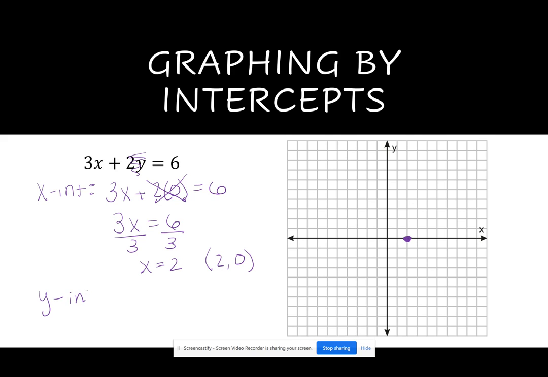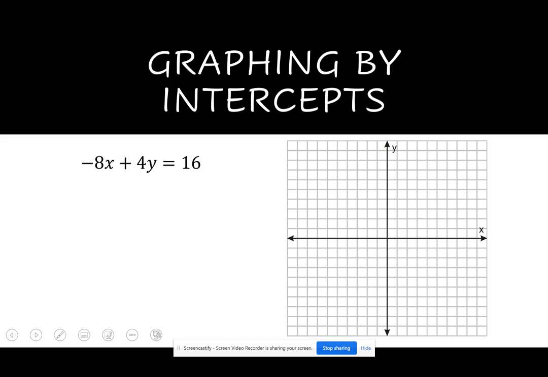Next, we find our y-intercept. You're going to set x equal to 0, so 3 times 0 plus 2y equals 6. So pretty much this time, this whole thing is 0, so you cancel out your x term. We have 2y equals 6, divide by 2, so y equals 3. So our y-intercept is (0, 3). We're going to plot that, and then our line is just connecting the two.